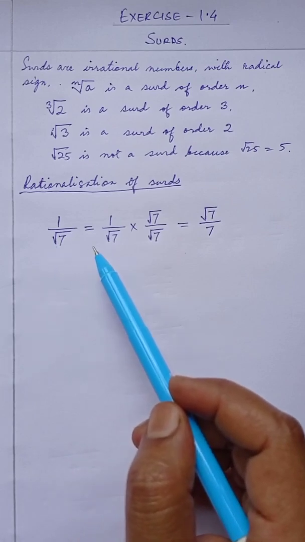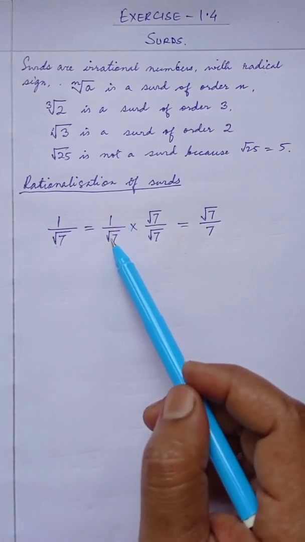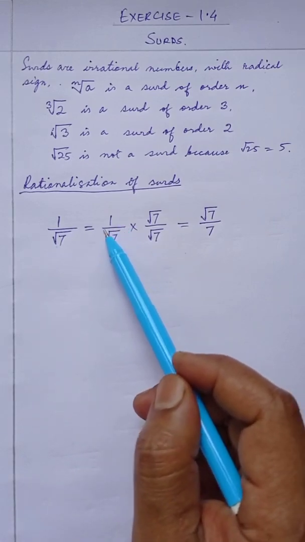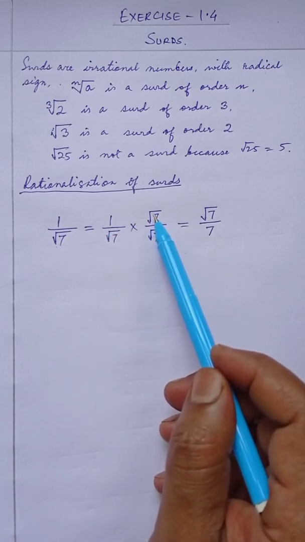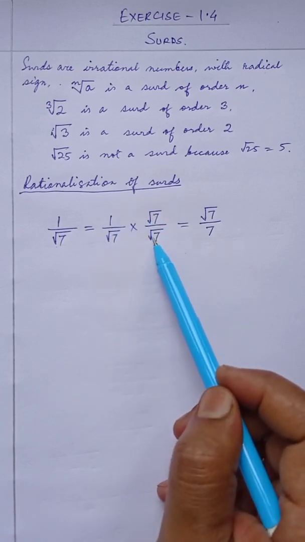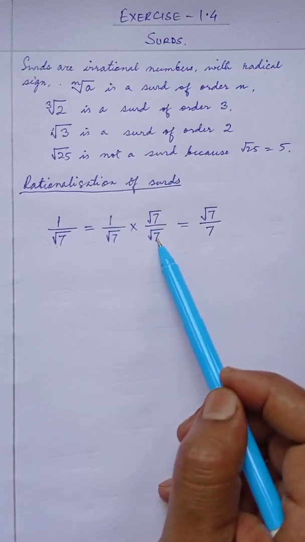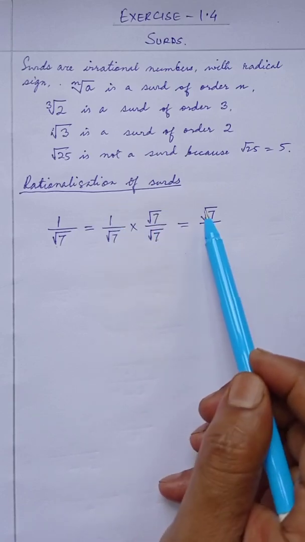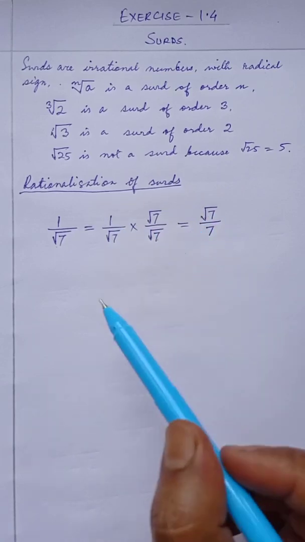So as a rule, if we have a surd in the denominator, we multiply both the numerator and denominator, we multiply and divide with root 7, and then here is your answer.